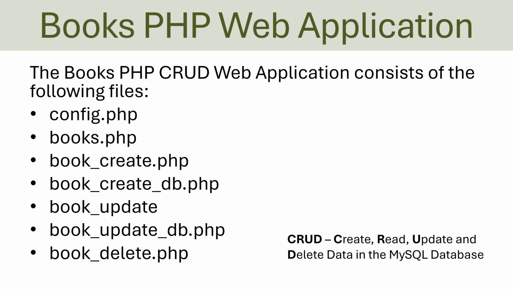So here you see an overview of the file structure for the existing book PHP web application. So it consists of 1, 2, 3, 4, 5, 6, 7 different PHP files. One config.php file where we have the connection to the database. The books.php gives an overview of the different books, which is shown here.